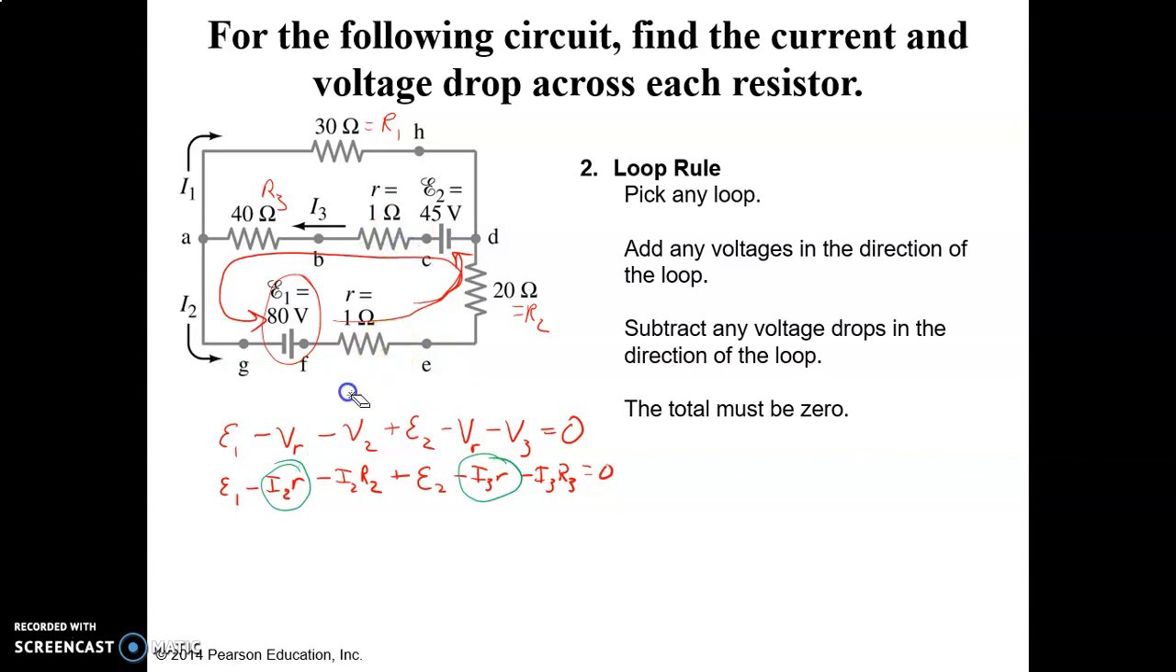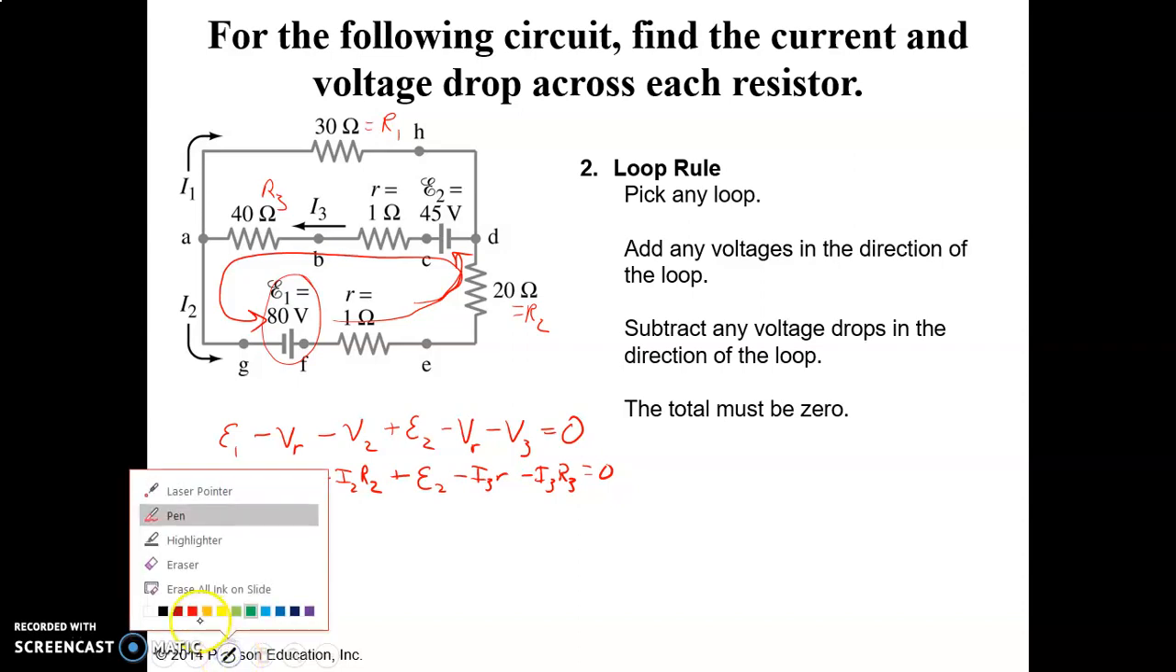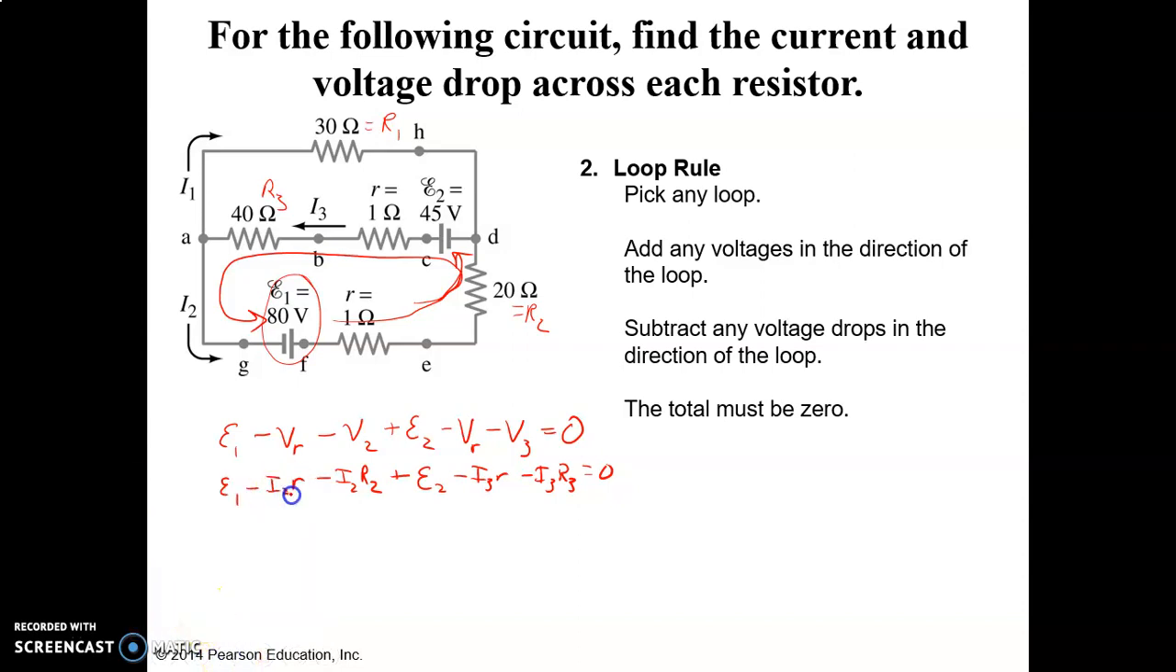Okay, just like we did last time, we can simplify this a little more. Pull up my red again. We can factor out the r's. Factor out the currents. And this simplifies it like so.